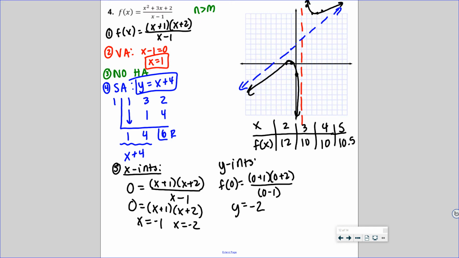Isn't that cool? Oh, that's just so cool. I like the slant asymptote ones. I think they look funky. They're so fun.